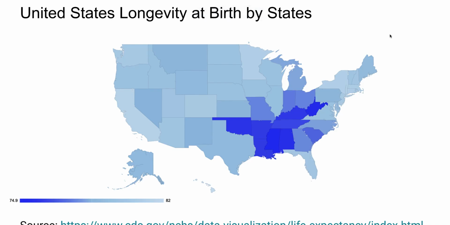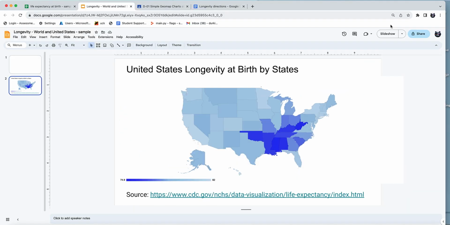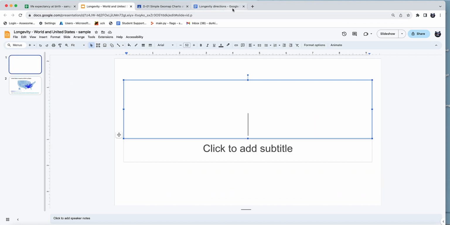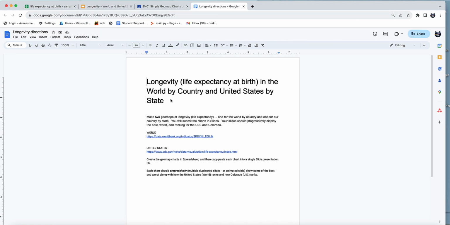Pretty good. So now I want to make a duplicate of this slide and show which is the worst and the best and where Colorado ranks. Okay. I have not done the title page yet. This will be taken from right here. Longevity, life expectancy. I can paste that in. Put your name on the title page. Make it look great. I won't bother with that in this tutorial.